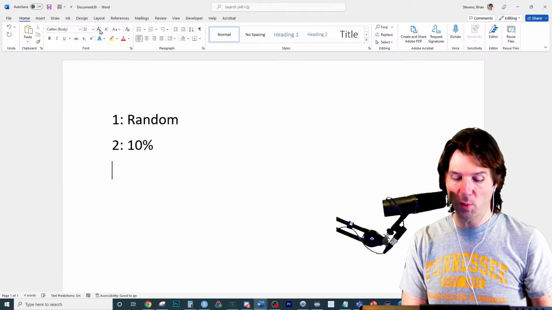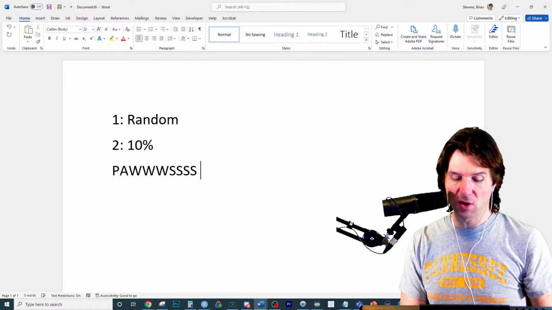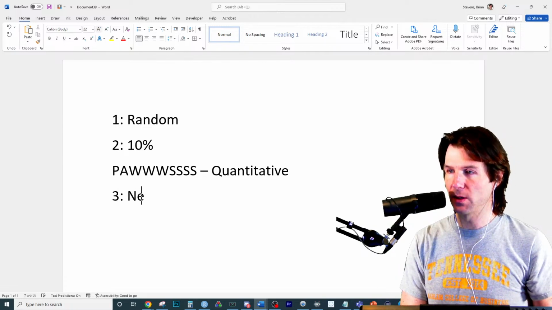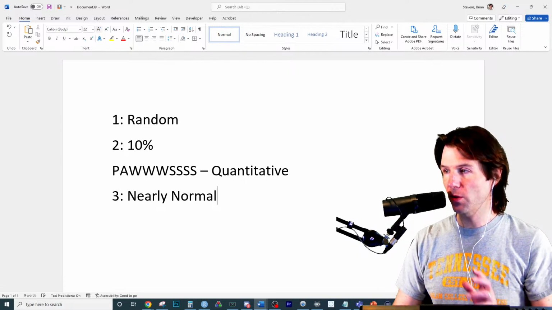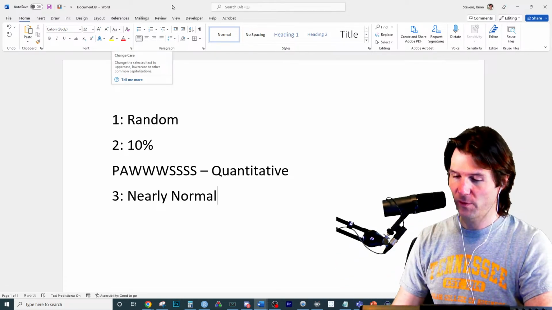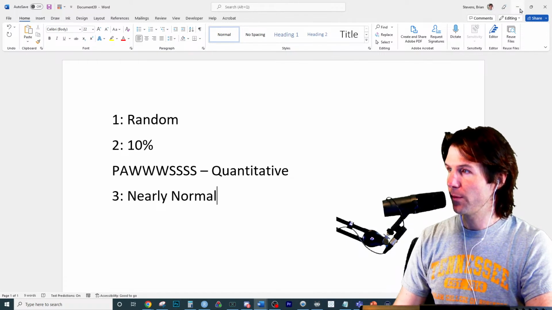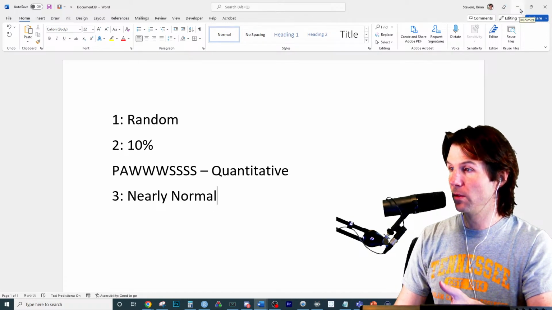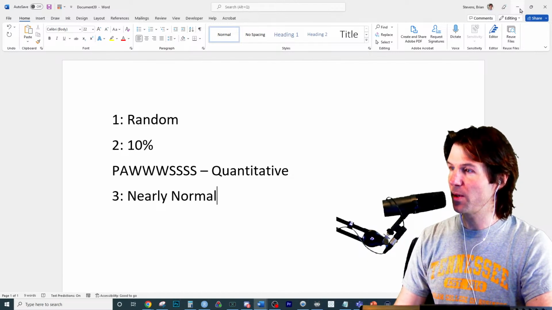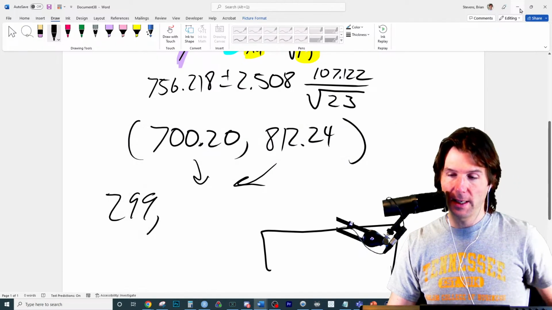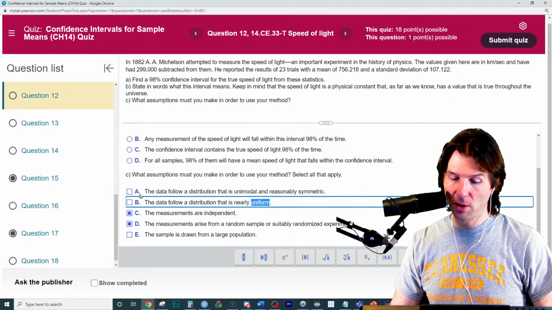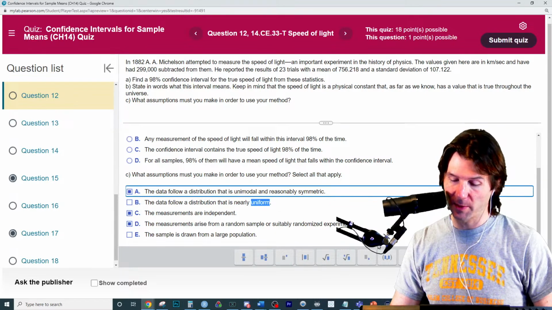The last condition we have to pause because now this is quantitative. So we have to ask, is it quantitative or categorical? And the third condition right here is nearly normal. They're trying to trick you with that nearly uniform, because nearly uniform is flat and we don't want uniform data. We want nearly normal for the t. If it wasn't quantitative, it would be success-failure. There are a few others we'll learn later on, but at this point we only know nearly normal and success-failure. The data follow a distribution that is unimodal and reasonably symmetric.